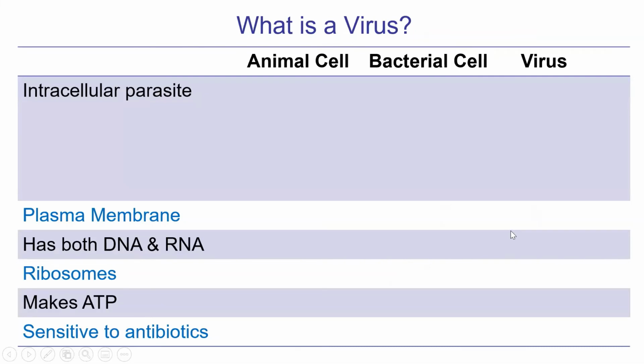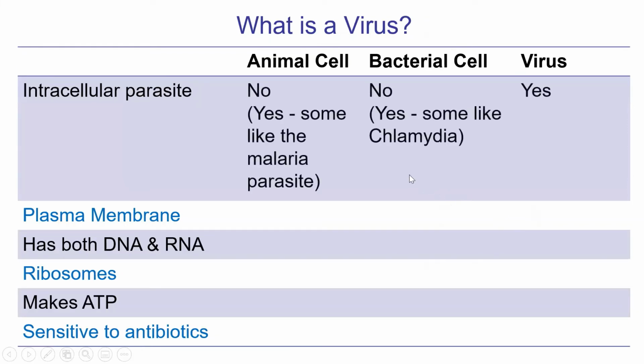So one other thing to compare, I just want to compare a few other features that we've discussed a little bit between animal cells, bacterial cells, and viruses in terms of what they are. So you can see the first note there is an intracellular parasite, meaning does it live in a cell? So maybe I'll write that. Does it live inside a cell? So animal cells, maybe I should have put in eukaryotic cells.